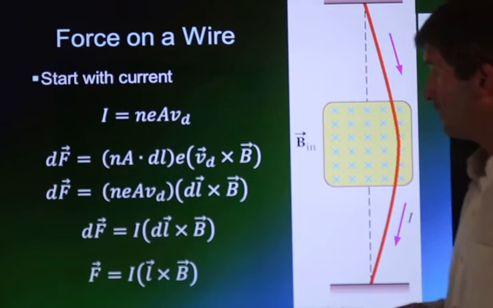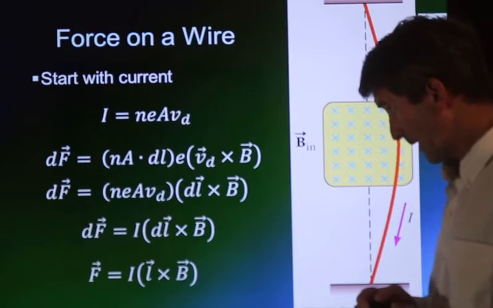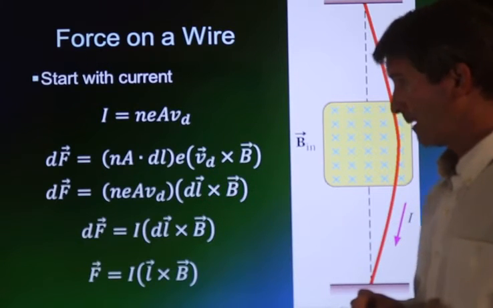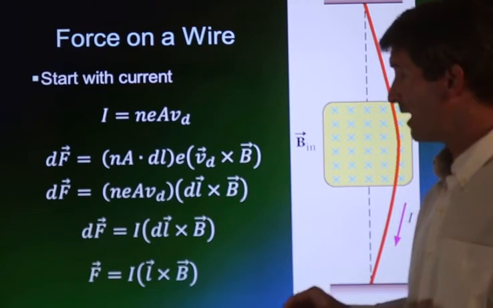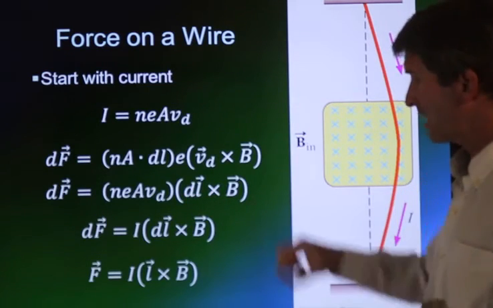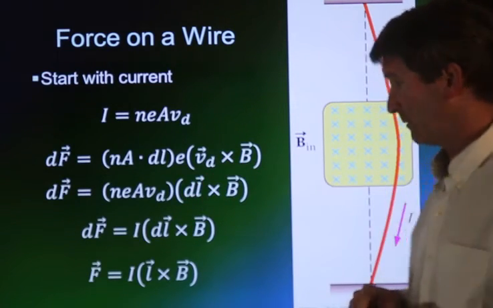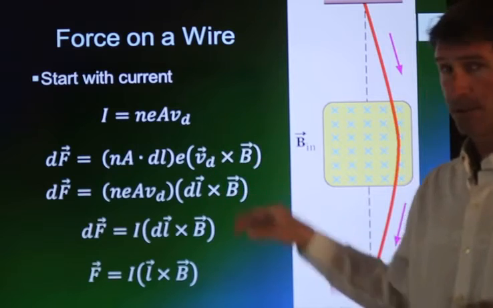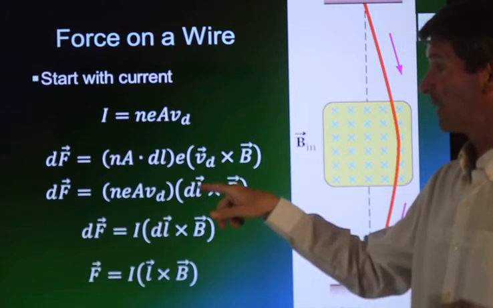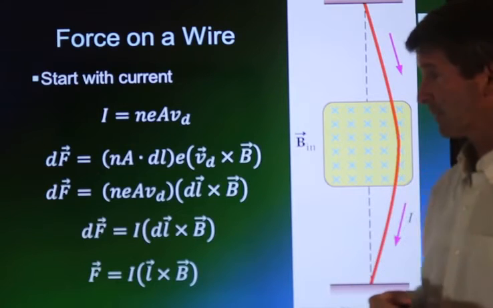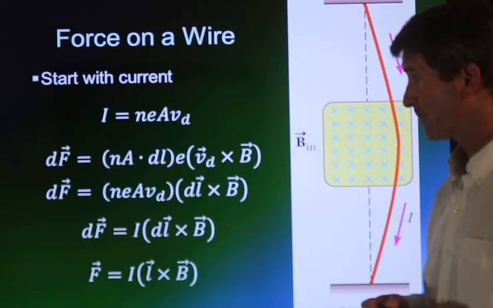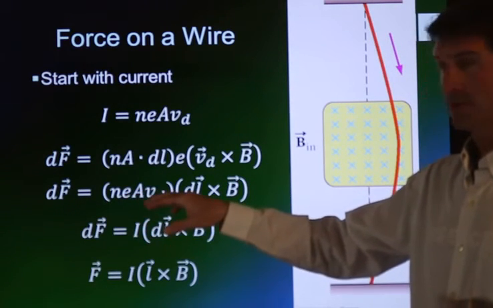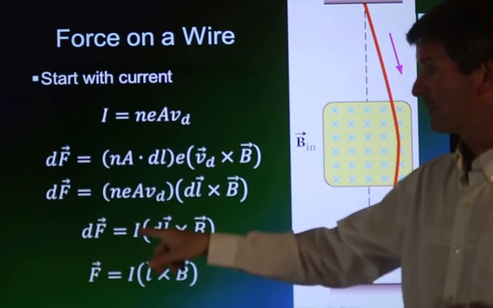And then again, we have V cross B, which is what we had in our original equation. Okay? Now, for V, we can make a bit of a substitution here. Instead of having V cross B right here, since the length of the wire is in the same direction as the velocity, we're going to switch out this. We're going to say the infinitesimal bit of wire right here is going to replace the V in this cross product. Okay? And again, we can do that because the velocity was in this direction and the length of the wire is also traveling in that same direction. All right? And then finally, we replace N E A times V D with current.